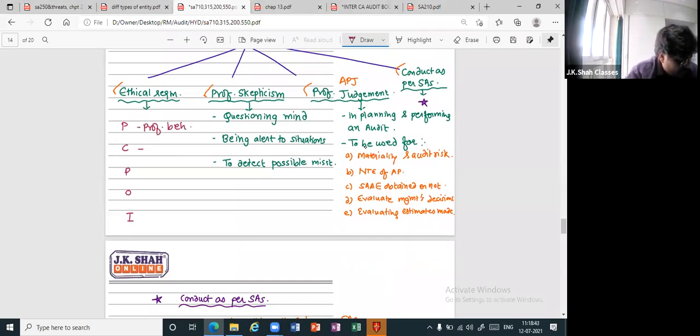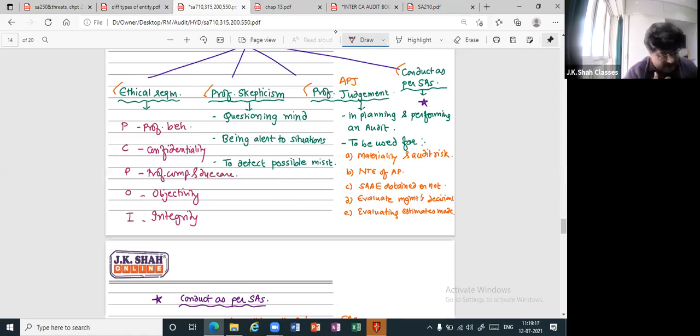C, I think, competence. O was objectivity. Then this was, I think, independence, integrity and independence. Integrity also. Correct. C was confidentiality. And this was, I think, if I'm not wrong, professional competence and due care. Yeah, professional competence and due care.